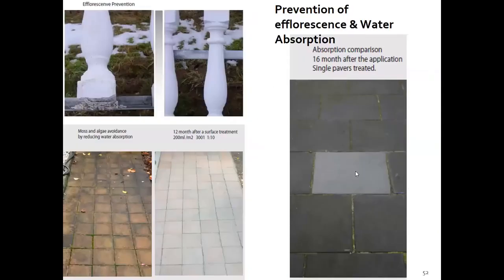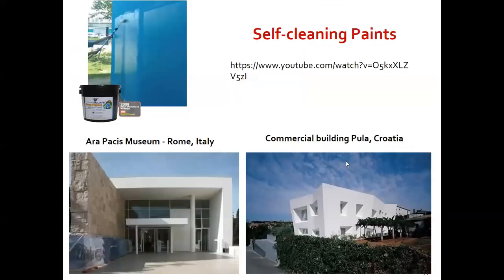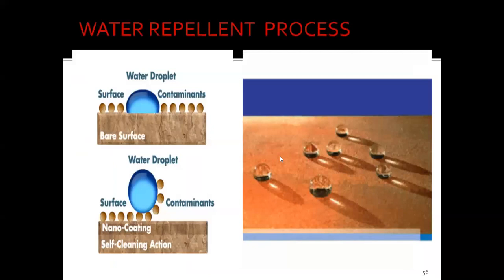So no efflorescence, no white stains. This one is treated and this one is not treated, right? Hydrophobic, right? The surface contact angle greater than 120 is super hydrophobic, and less than 30 is hydrophilic. It was inspired from nature, how on a lotus surface water is hydrophobic, and from there they found, as sir explained in the morning, that the Si-O-Si bond of silane is replaced with the Si-OH bond. Sir also talked about these paints in the morning, right?